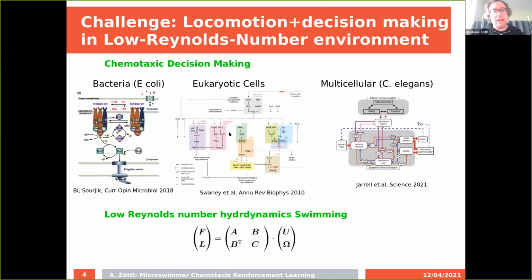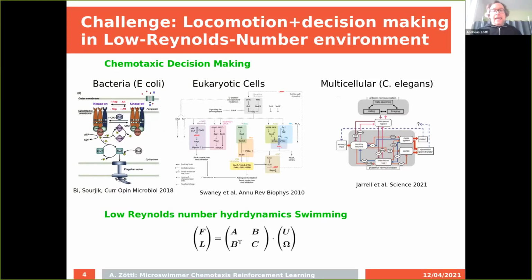These single-cell organisms do it with some signal network within the cell. But the larger organisms like the C. elegans worm, a multicellular organism with around 200 or 300 neurons, can use sensory neurons coupled to a motor system, to motor neurons, to make decisions about the movements.